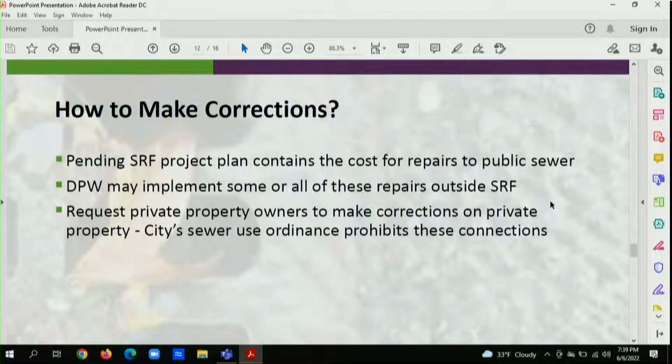For the private property connections, I reviewed your sewer ordinance, and I think it gives you full authority to request the property owners to help make these repairs on their property. That's generally how a community does it: they make that request of the property owners for the private properties.